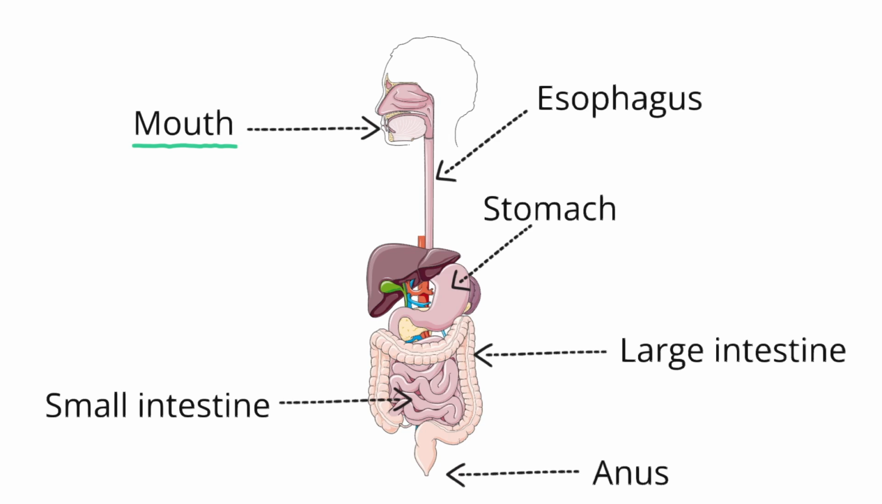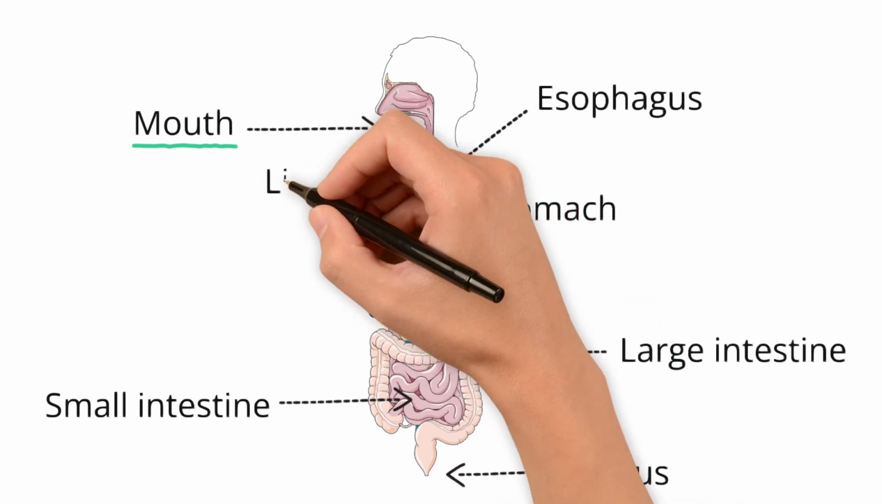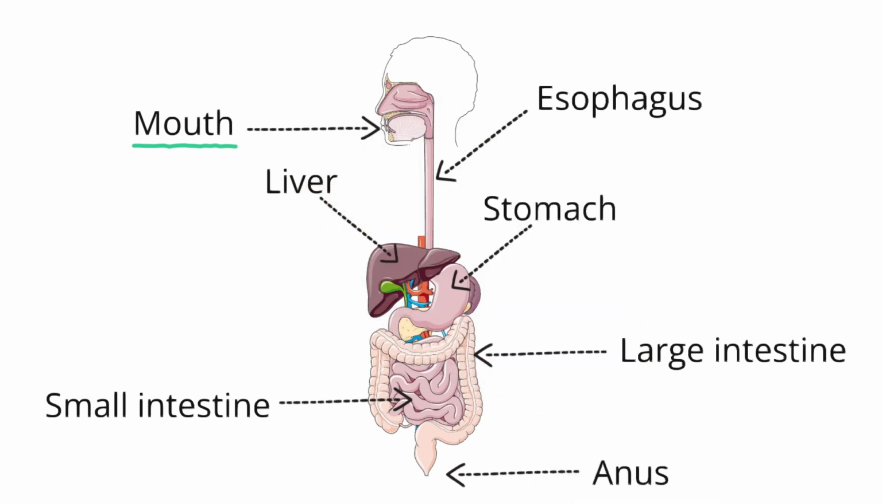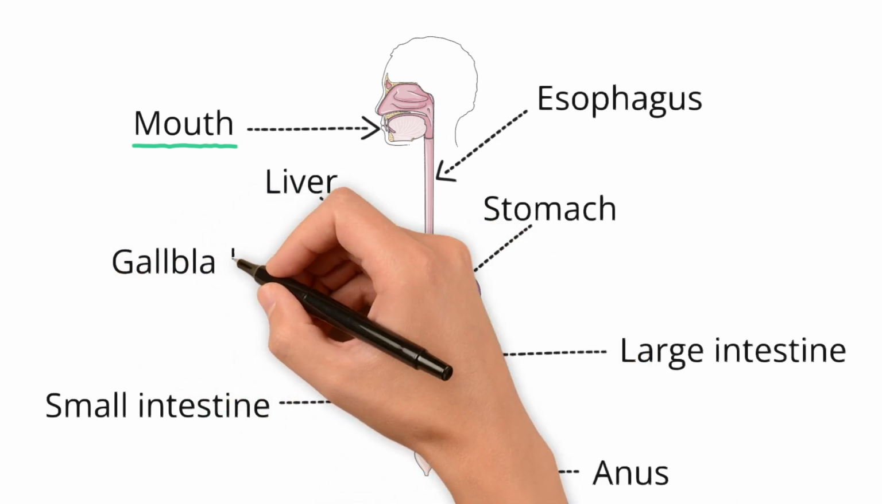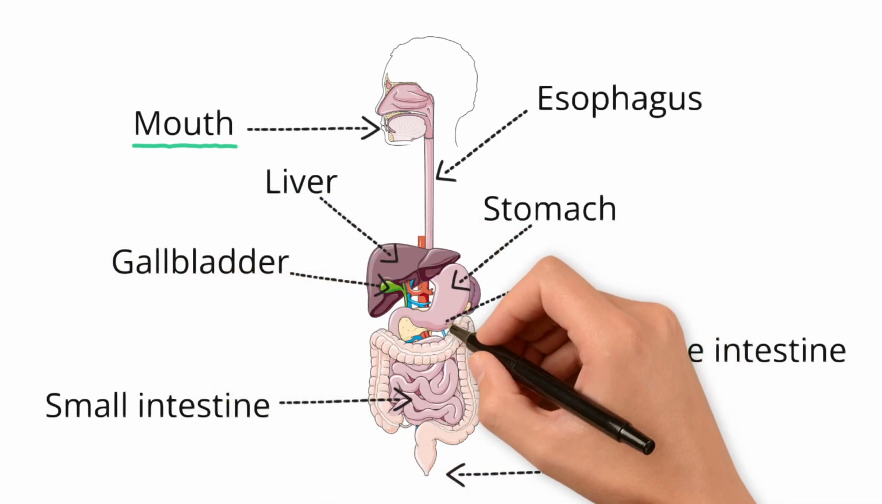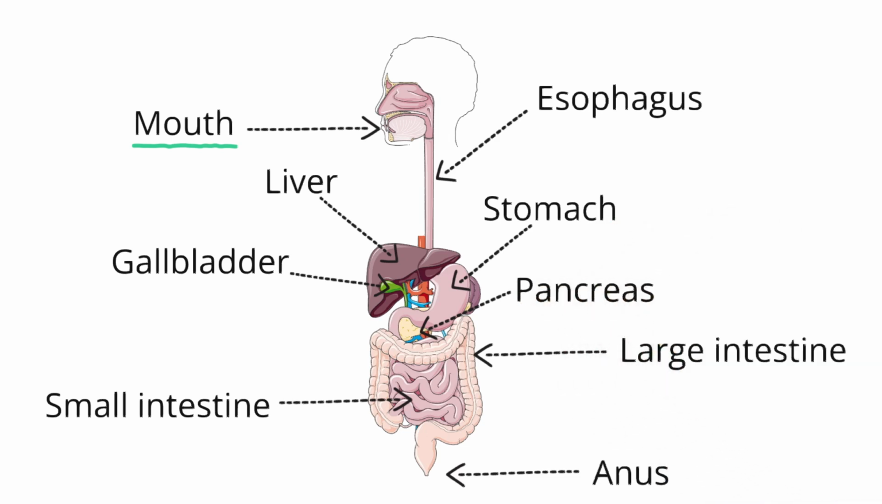The digestive system also has several accessory organs, and they are the liver, which assists with the digestion of food by producing bile to break down fats, remove toxins, and break down and store some vitamins and minerals. The gallbladder, which stores the bile that's produced by the liver. The pancreas, which produces enzymes which help break down proteins, fats, and carbohydrates.